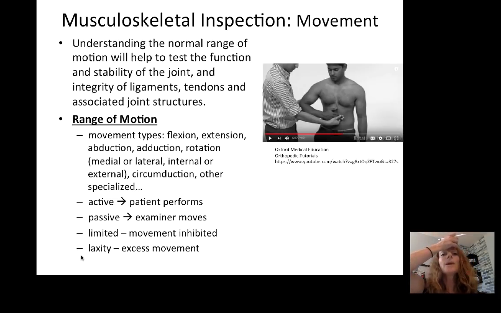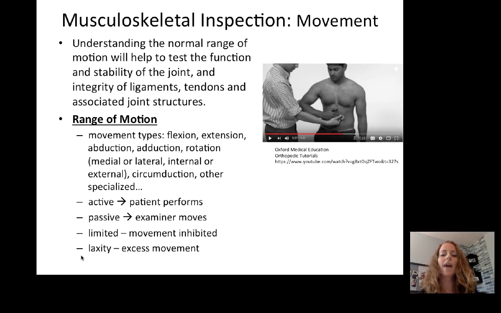The next thing you'll do is your range of motion. You want to understand the normal range of motion to help test the function and stability of the joint. Your different tests will tell you the integrity of the ligaments, the tendons, and the associated joint structures. So it's a good idea to review the movement types, flexion, extension, etc. I'll show you a picture.